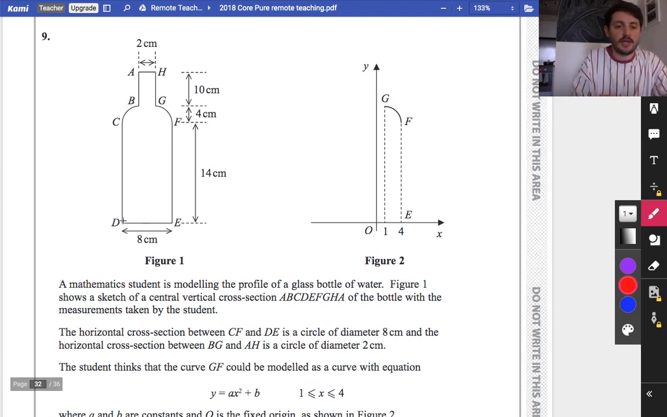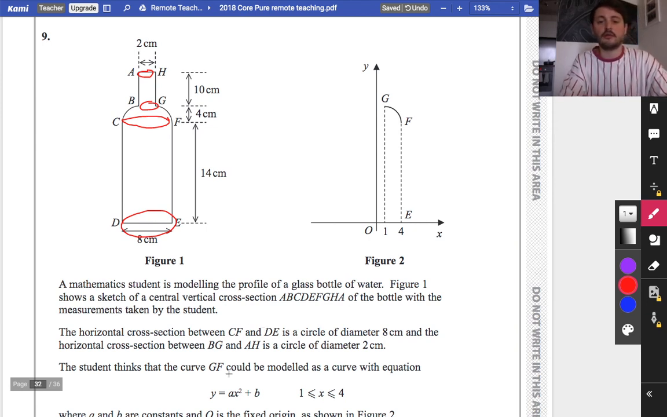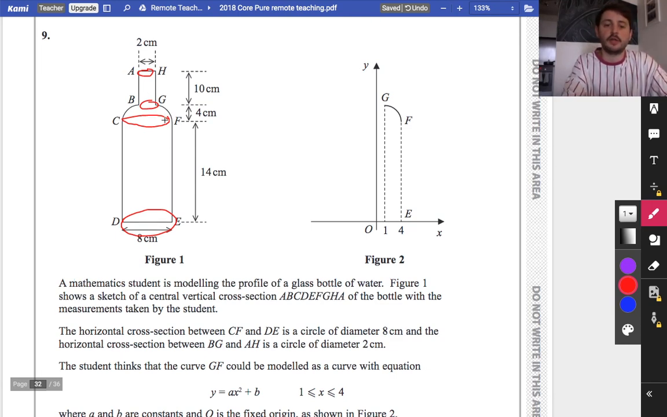So all they're really saying is that this is a circle here, and this bit at the top is a circle as well when it's a bottle. So it's basically consisting of these kind of different sections. There's a cylinder, a funny shape, and then a cylinder. The student thinks that the curve GF could be modelled as a curve with this equation here. These bits are clearly going to be easy. This top cylinder and bottom cylinder is just GCSE maths. This is the hard bit to find the volume of.